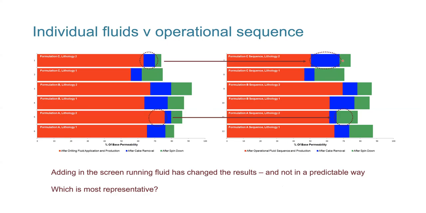So in terms of what is an advanced laboratory simulation, the first thing is to make sure it's done at reservoir conditions and to make sure we're simulating maybe individual fluids separately as well, because we want to know how the mud behaves. We want to know how the completion fluid behaves. But it's extremely important to consider the full operational sequence of what impact that has on the reservoir.